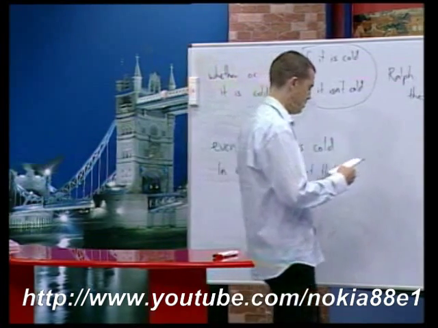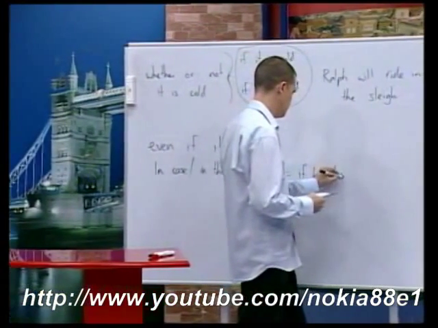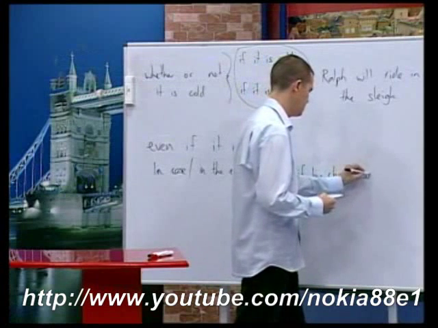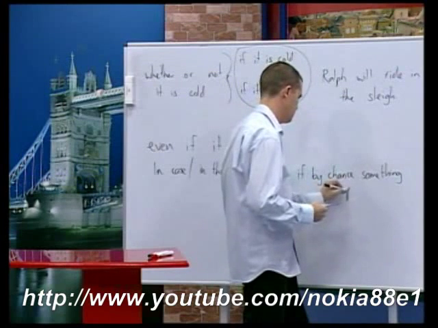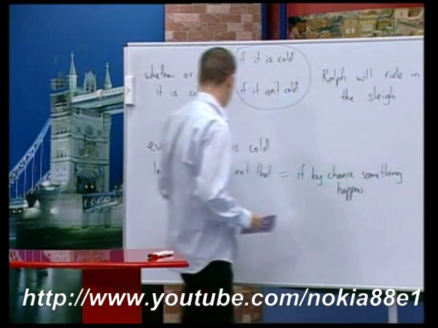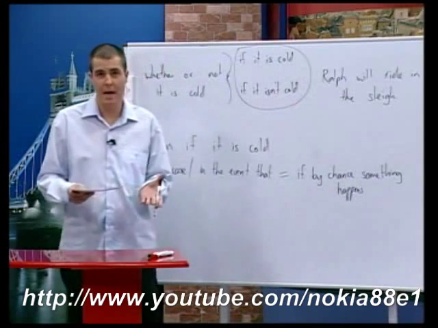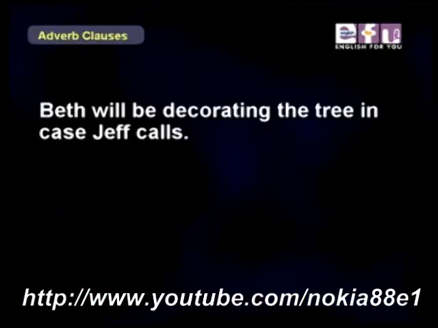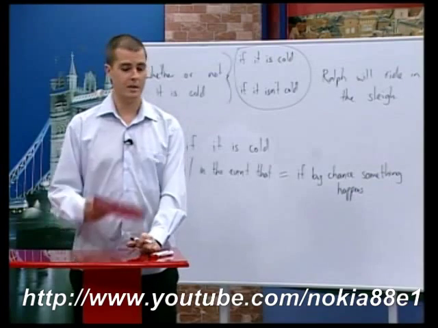means if by chance something happens. In case, in the event that, if by chance something happens. Maybe it will happen, it probably won't happen. In the first sentence, Jeff probably won't call. And in the second sentence, Santa will probably come.